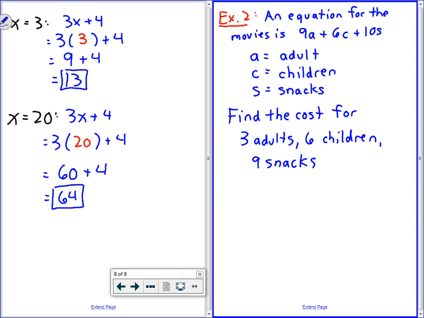I put the snack for everybody, okay? Okay, so try your best. If you're not sure how to set this up, you can raise your hand and ask. Okay, what we're thinking here.